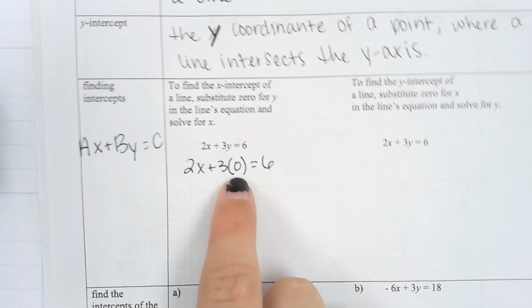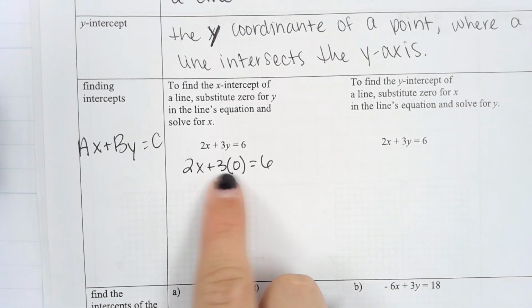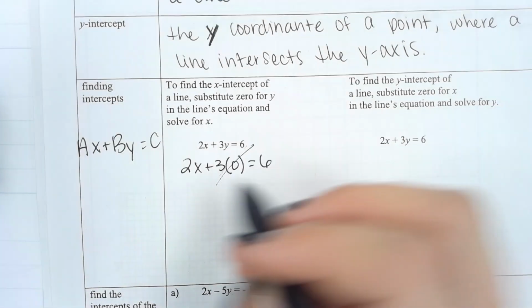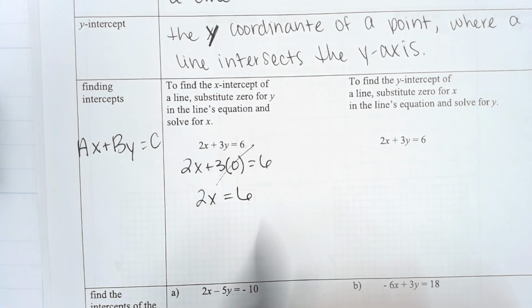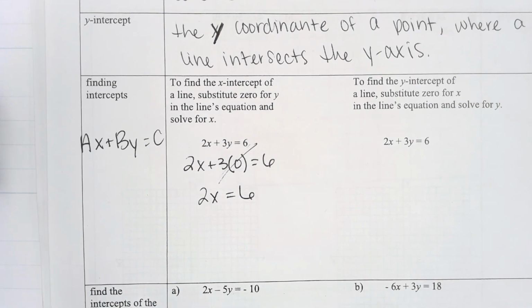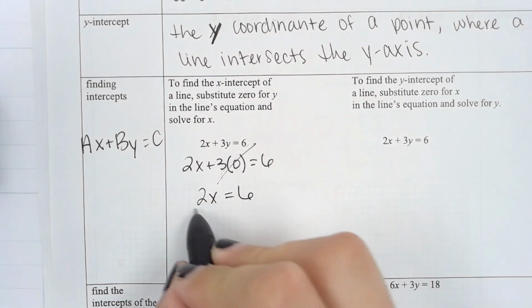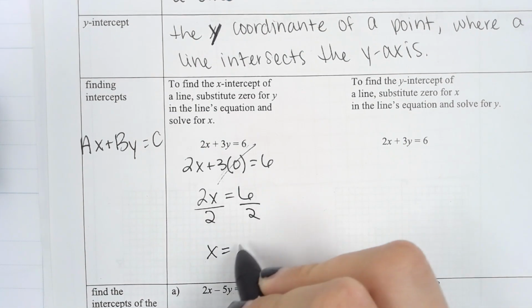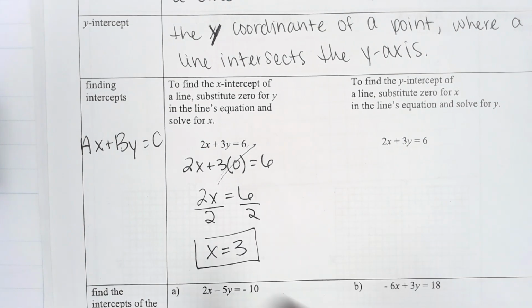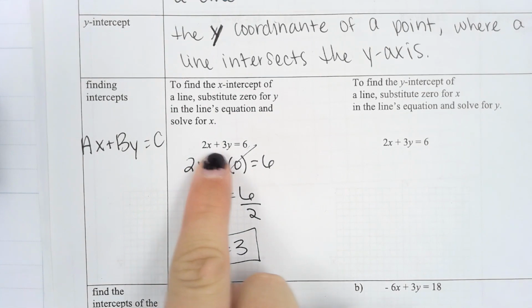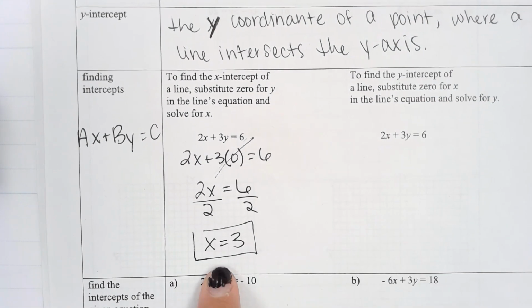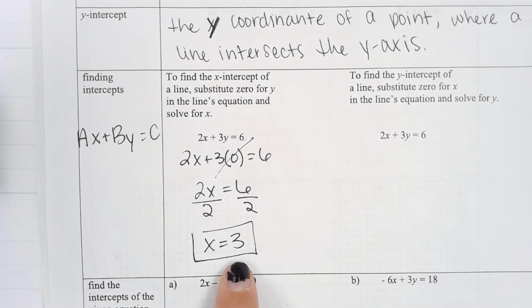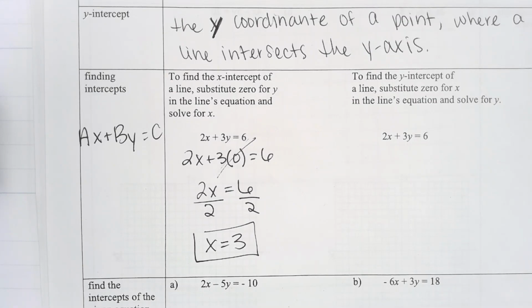When you plug in 0 for y, notice how 3 times 0 is just 0. So this is going to cancel out, and I'm just going to be left with a one-step equation. My step on both sides to get x by itself is to divide by 2 on both sides, and I get an x-intercept of 3. So my line in this 2x plus 3y equals 6 is going to cross at 3 on the x-axis.